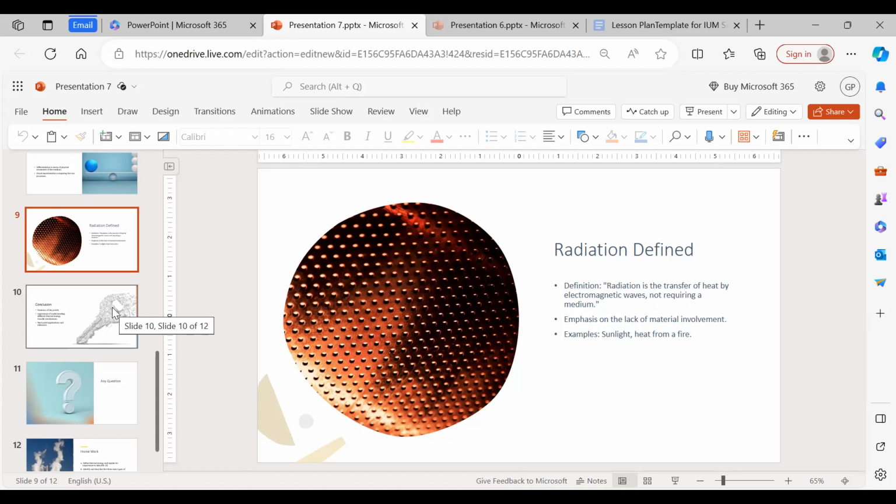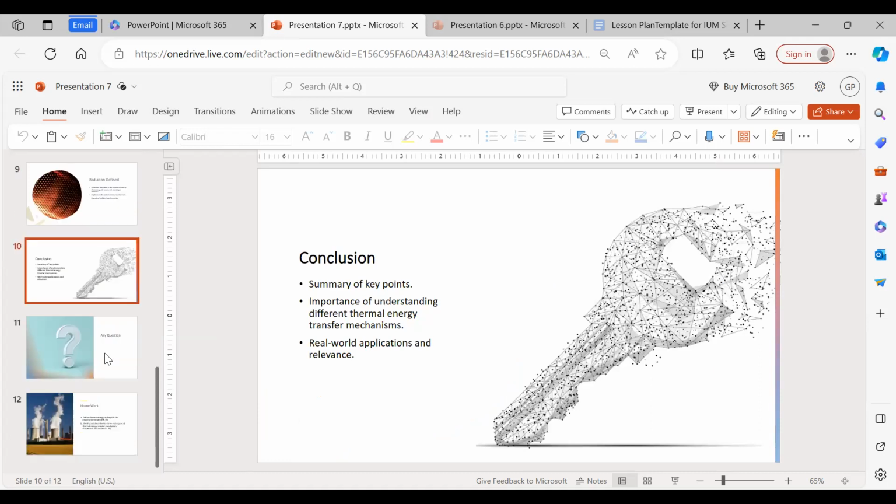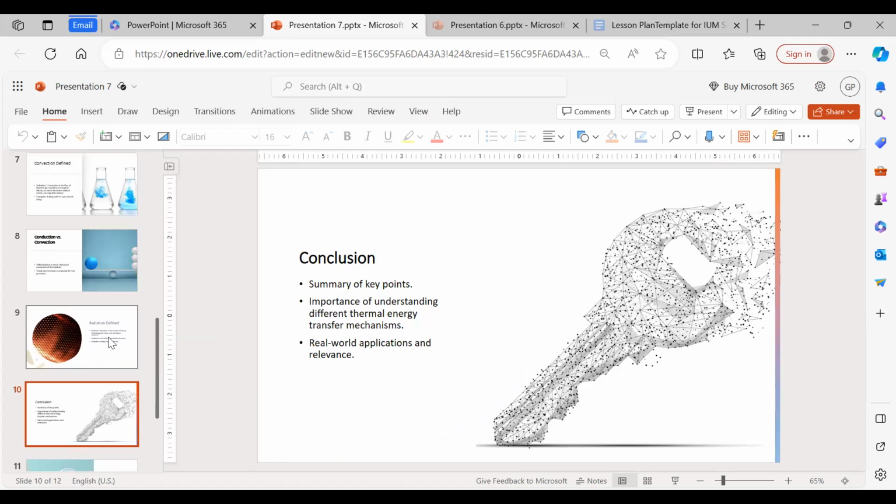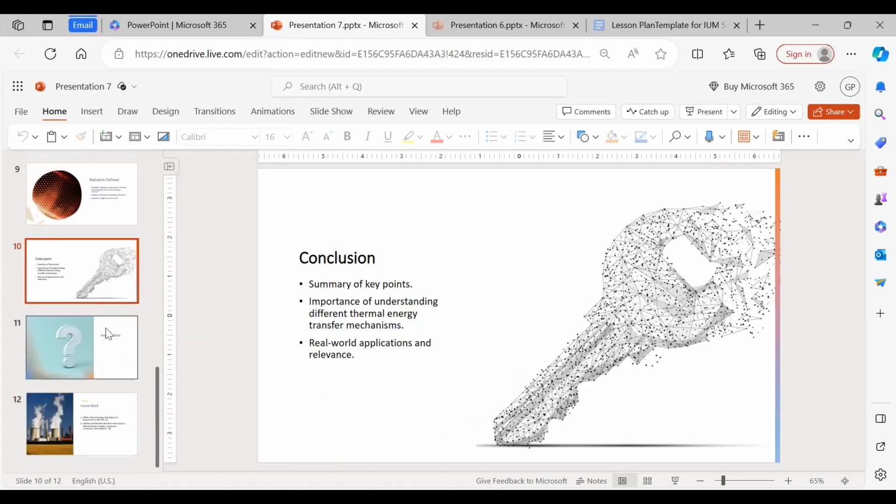So what happens in the sun is, once nuclear fusion happens in the sun and the hydrogen is transformed into helium and so forth, the energy is now transferred to us in terms of UV light and infrared light, as well as visible light, via electromagnetic waves. So, without running out of time, we have come to the conclusion of our presentation. What we have discussed in these few minutes is how heat is transferred from one point to another, which is the concept of thermal energy transfer.